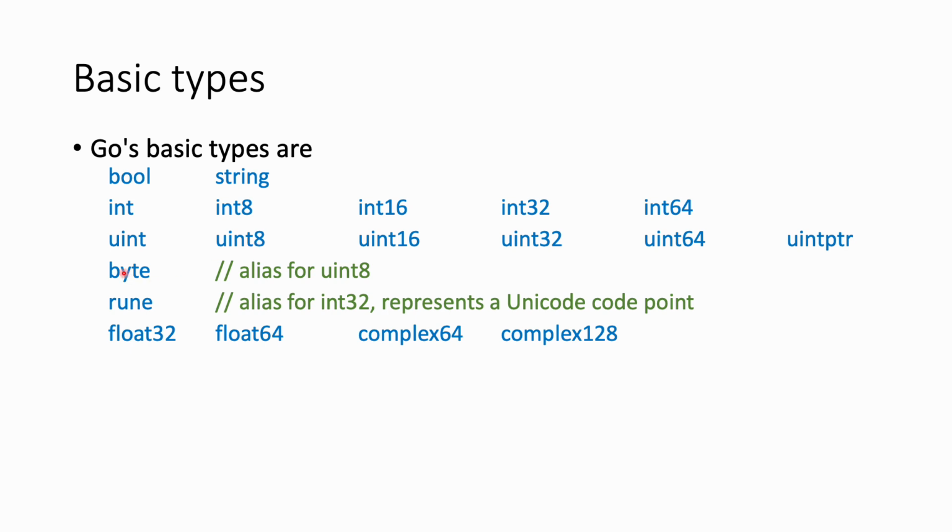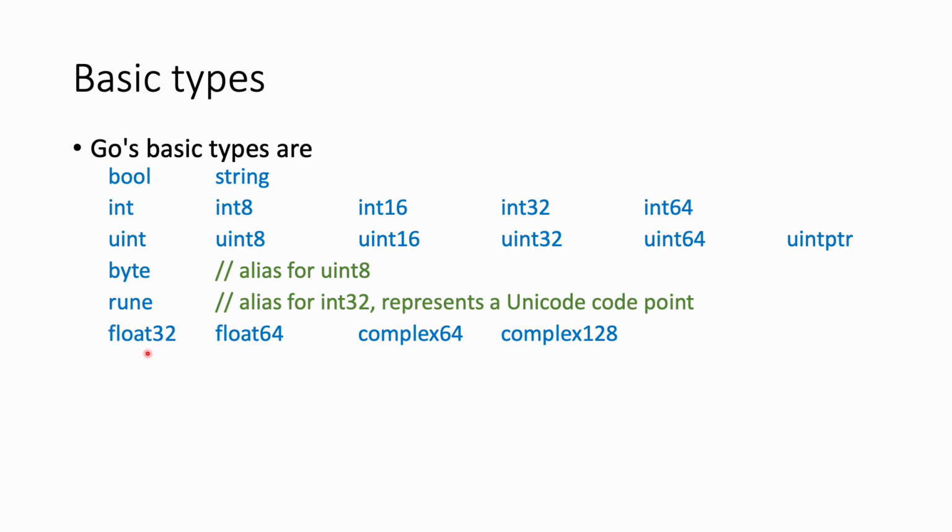And the type indicated by the keyword byte is an alias for uint8, because a byte is the same as an unsigned integer of 8 bits. And rune is an alias for int32, okay, which represents a Unicode code point.